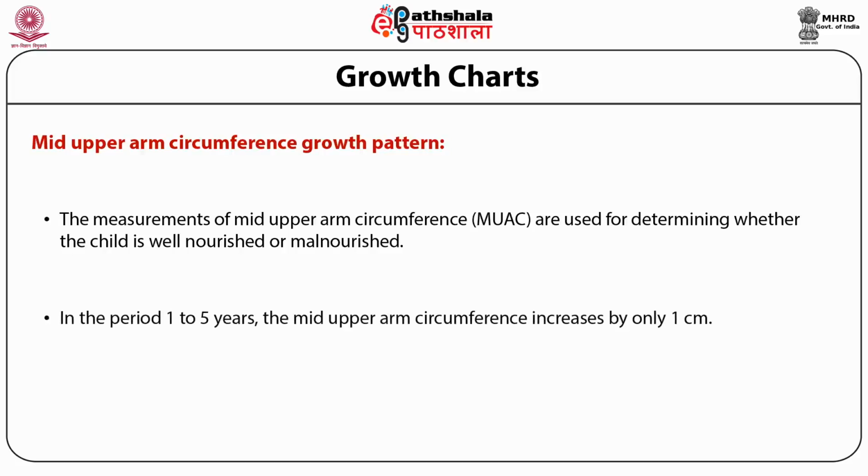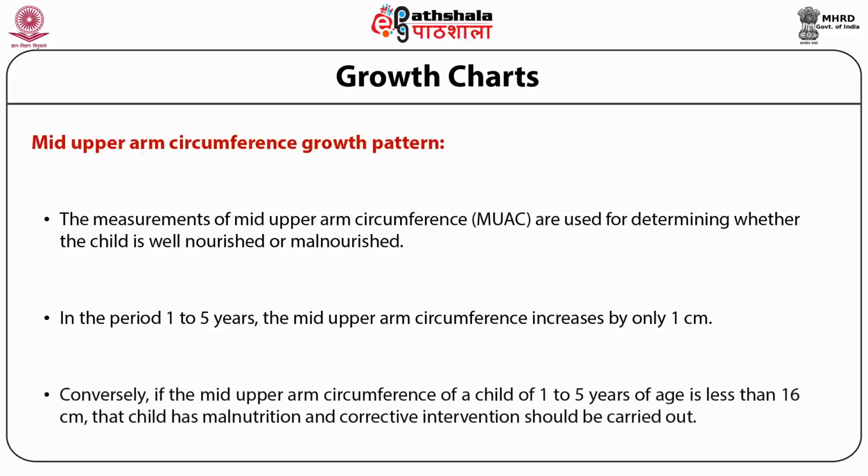In the period 1 to 5 years, the mid-upper arm circumference increases by only 1 centimeter. So, irrespective of age, the mid-upper arm circumference of well-nourished children ranges from 16 to 17 centimeters in the period 1 to 5 years. Conversely, if the mid-upper arm circumference of a child of 1 to 5 years of age is less than 16 centimeters, the child is malnourished and corrective intervention should be carried out.